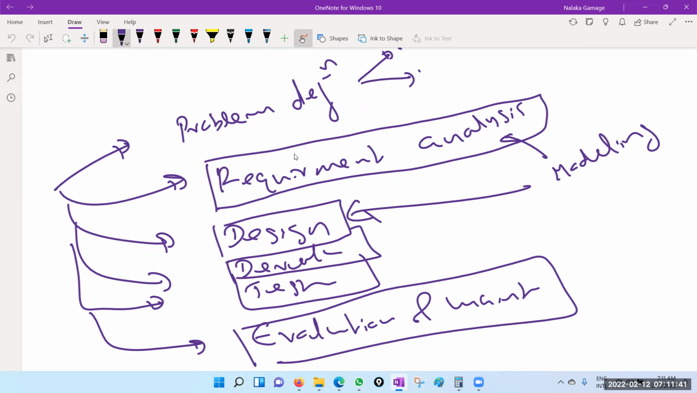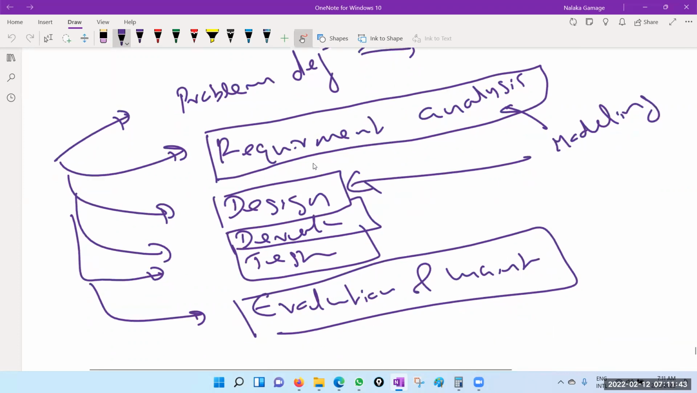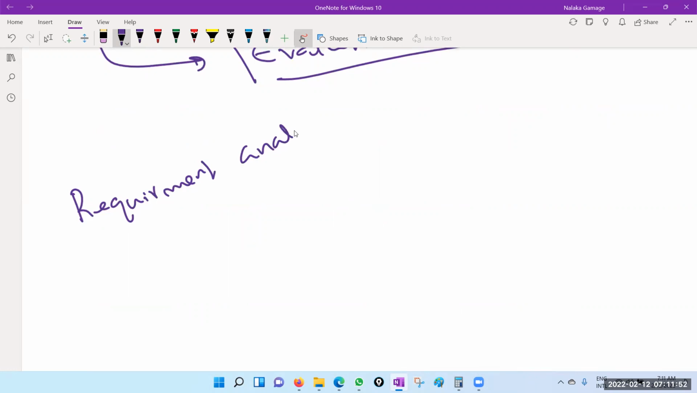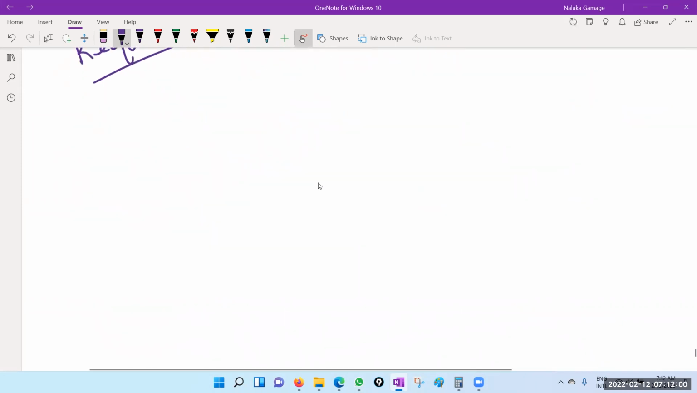Right. So now let's move on to the requirement analysis. We are going to look at, I will draw the mind map. Okay. Requirement analysis.